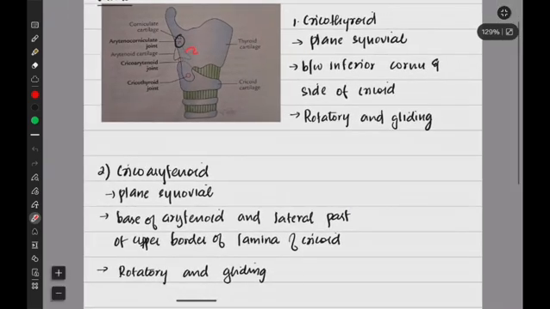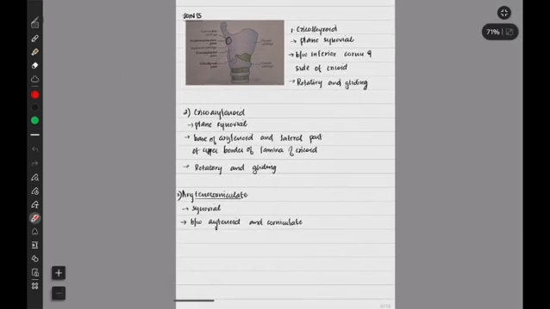Then the cricoarytenoid joint. The cricoarytenoid joint is a plain synovial joint. It is an articulation between the base of the arytenoid, this is the base of the arytenoid, as well as the lateral part of the upper border of the lamina of the cricoid. It also has rotatory and gliding movements.